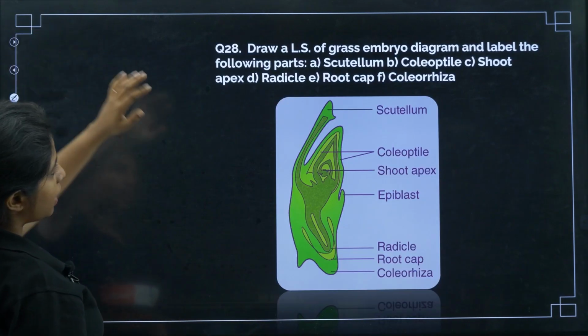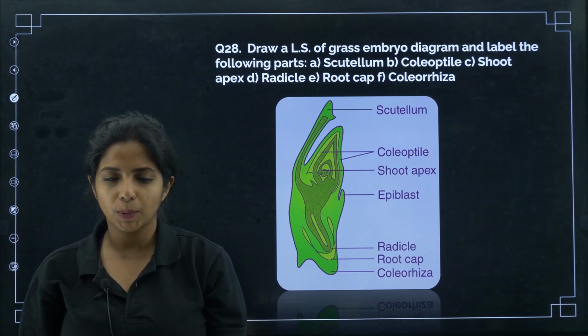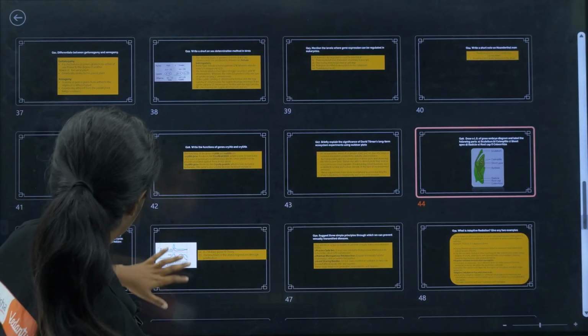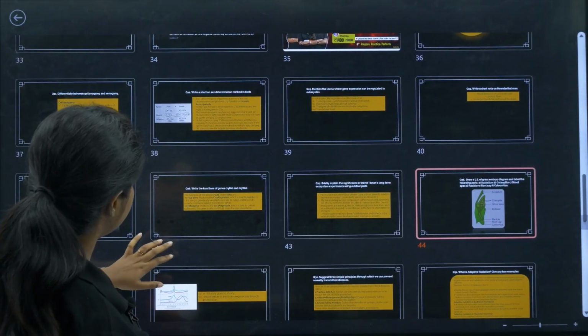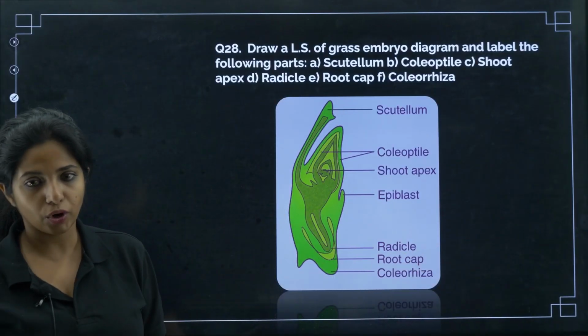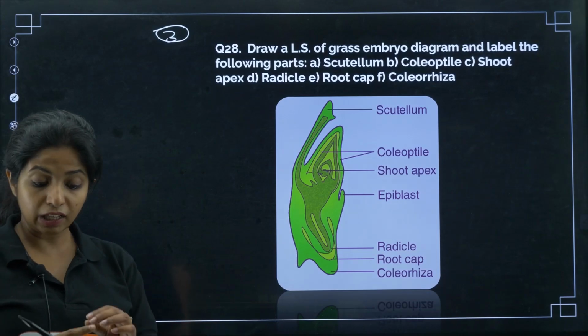Cool? Now, draw a LS of, okay, I just messed up, I think, just a second, okay? Did I not mention 3 marker? So, I assume from this point onwards, it's 3 marker, okay? From this point onwards, it's 3 marker questions which are there. Again, you have to attempt any 5 of them.